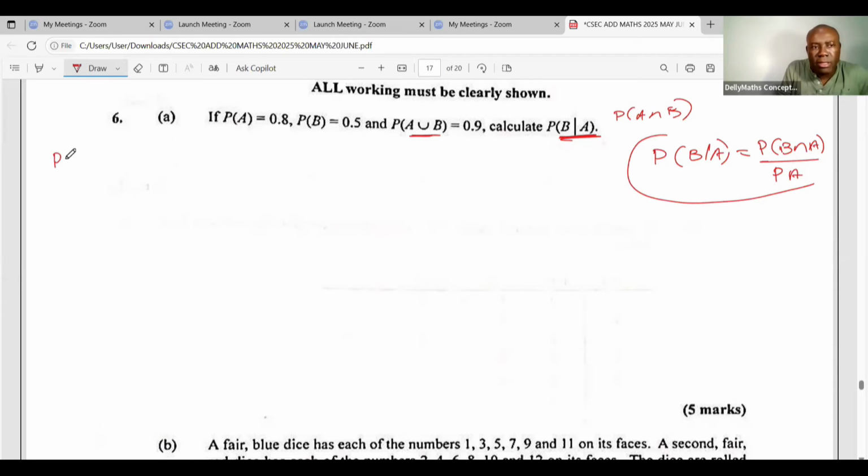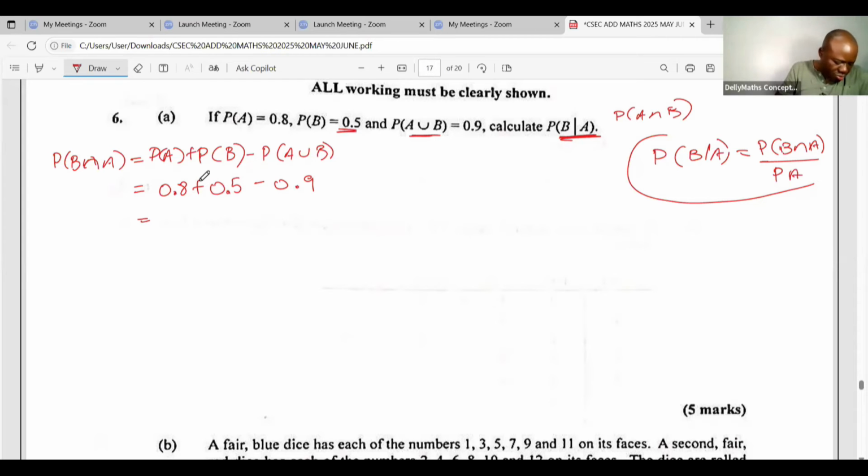But remember this formula that the probability of B intersect A is equal to the probability of A plus the probability of B, and we're going to minus the probability of A union B. So in this case, we're talking about 0.8 plus 0.5, and minus the union, which is 0.9. 1.3 minus 0.9, that's 0.4. Okay, so this is 0.4.